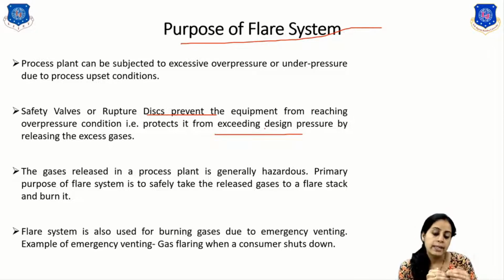The gas released in a process plant is generally hazardous. The primary purpose of a flare system is to safely take the released gas to the flare stack and burn it. The flare system is also used for burning gases due to emergency venting, for example gas flaring when a compressor shuts down. So this is all about the flare system.